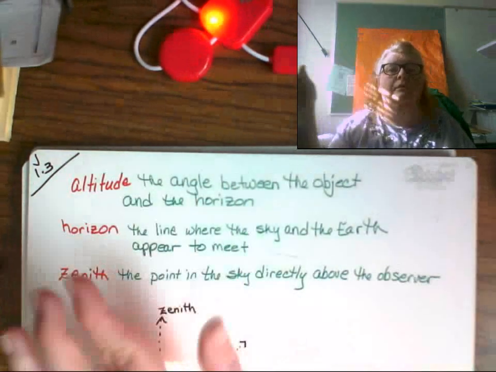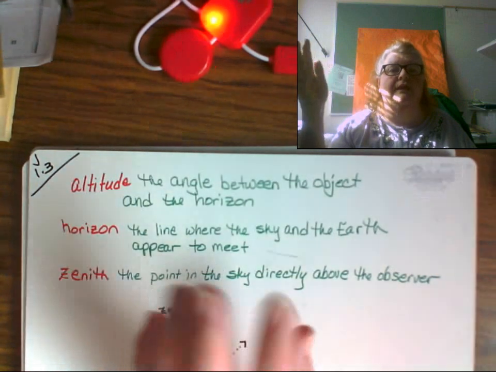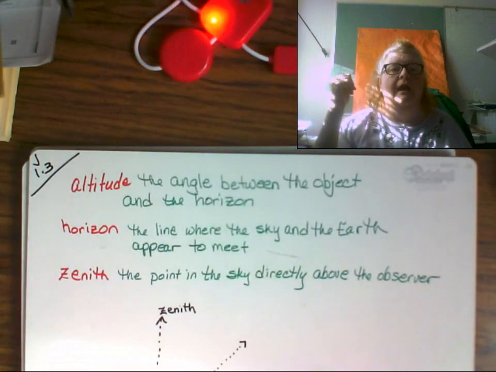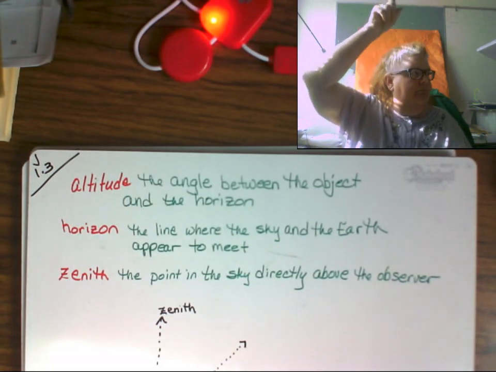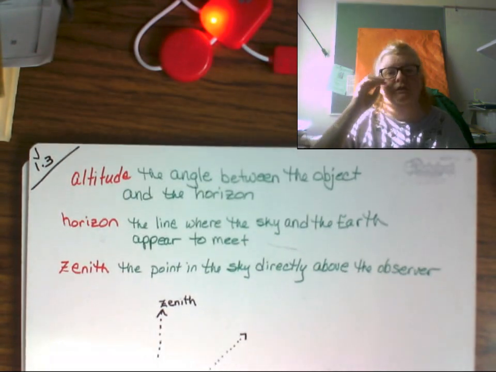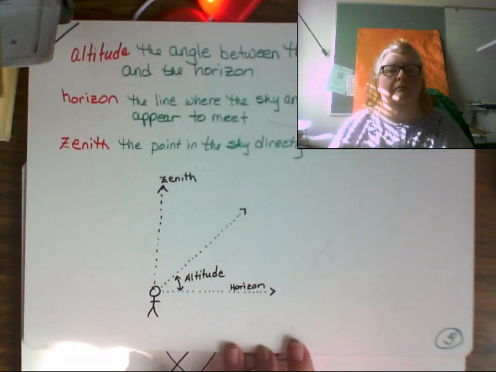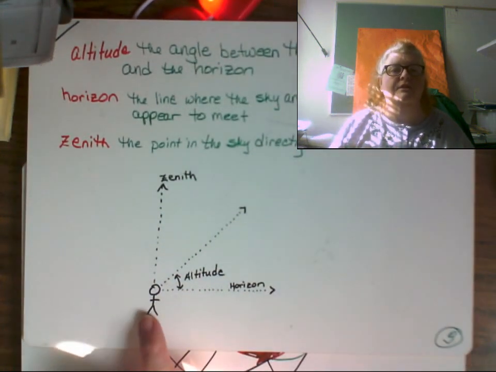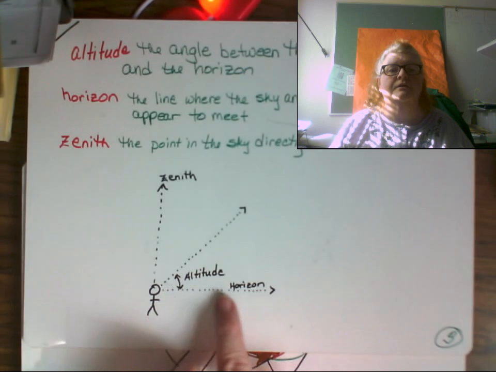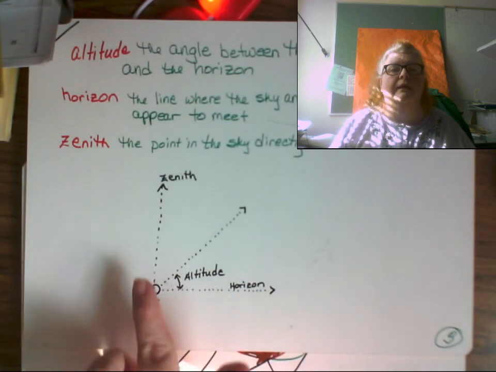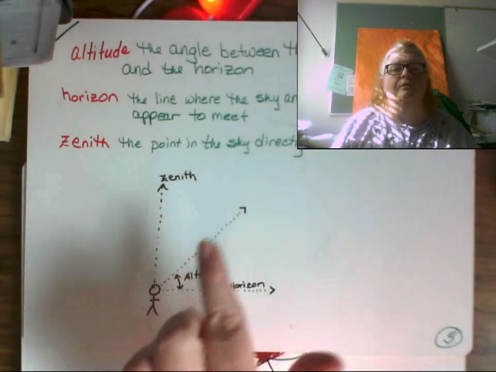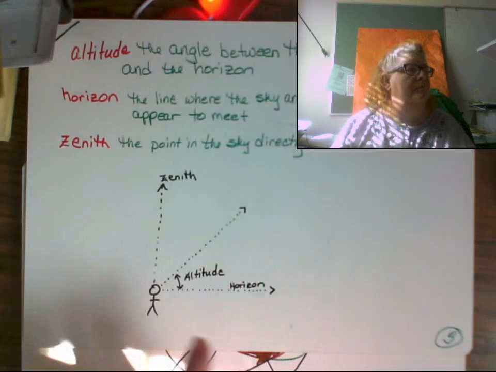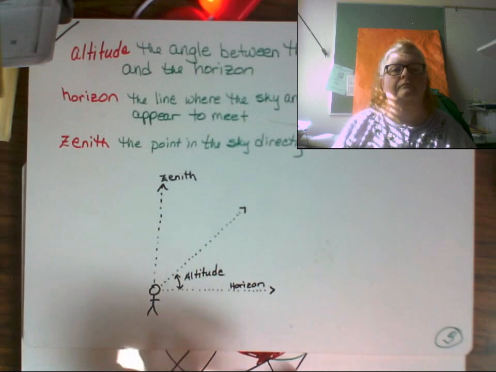Horizon, that's where the sky and the earth look like they connect. And then zenith. That's the point directly above your head. Zenith. Directly above your head. And you've got a nice little picture here to show. Here's you. And here's the horizon that you see. And here's the zenith straight up above your head, 90-degree angle. And the altitude is the angle off of horizon.